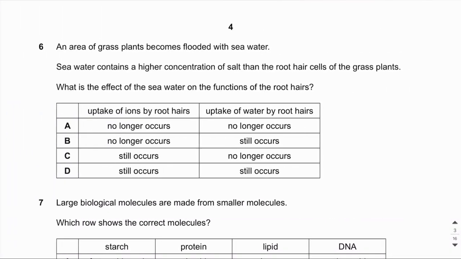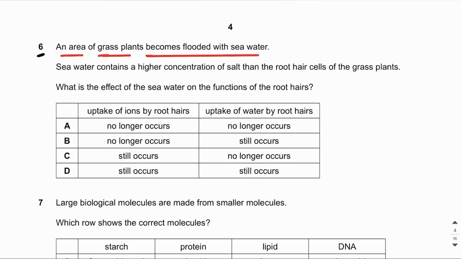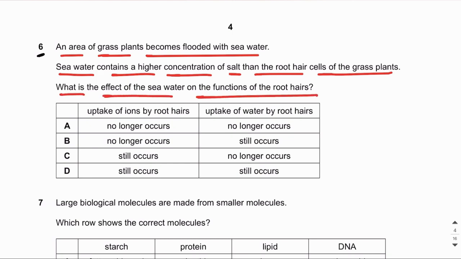Let's move on to the next MCQ, that is MCQ number 6. An area of the grass plants become flooded with seawater. Seawater contains a higher concentration of salt than the root hair cells of the grass plants. What is the effect of the seawater on the function of the root hairs? So guys, they are saying that an area of the grass plants is flooded with seawater, right? And they are saying that seawater has a high concentration of salt. So guys, if there is a very high concentration of salt, what will happen?